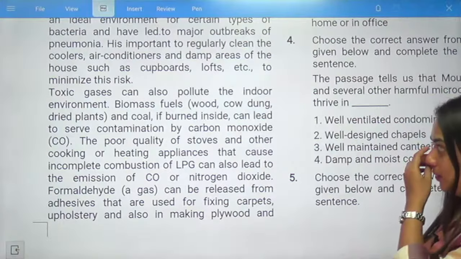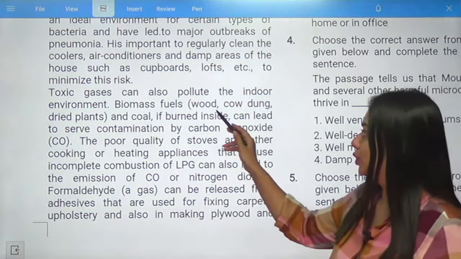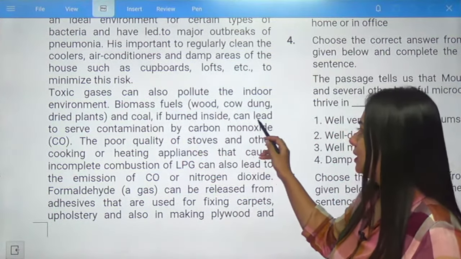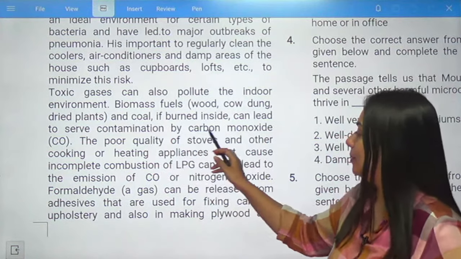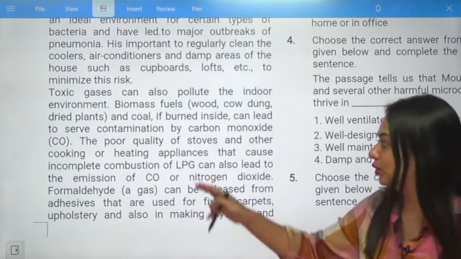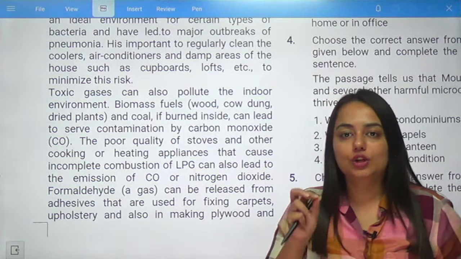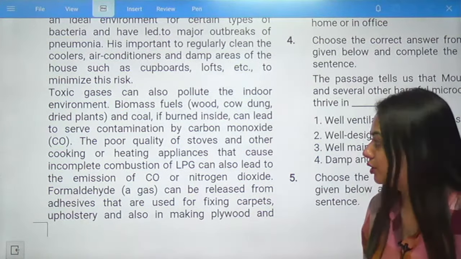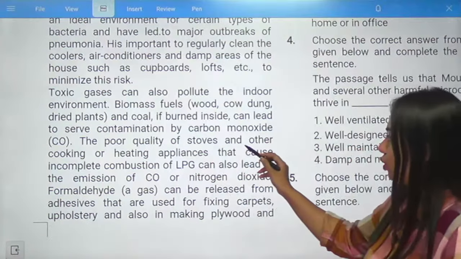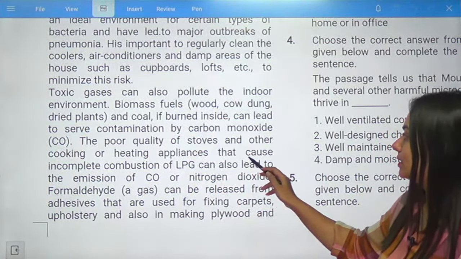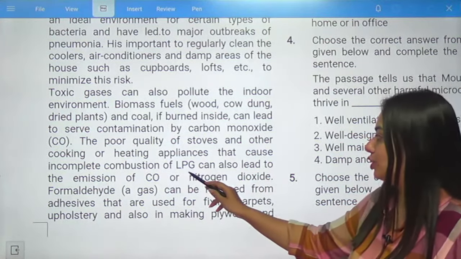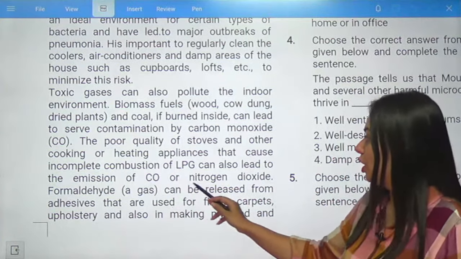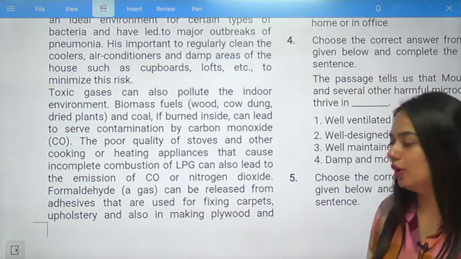Biomass fuel. तो those who use wood or cow dung or dried plants and coal, if burned inside, can lead to severe contamination by carbon monoxide. So they release carbon monoxide, जो ये biomass gases होती हैं. So it can also cause air pollution for indoor. The poor quality of stoves and other cooking or heating appliances that cause incomplete combustion of LPG can also lead to the emission of CO2 or nitrogen dioxide, which is not good for our health.